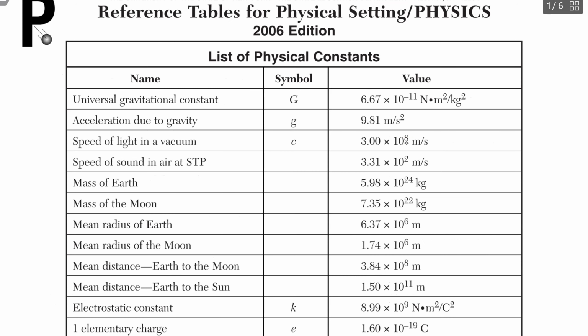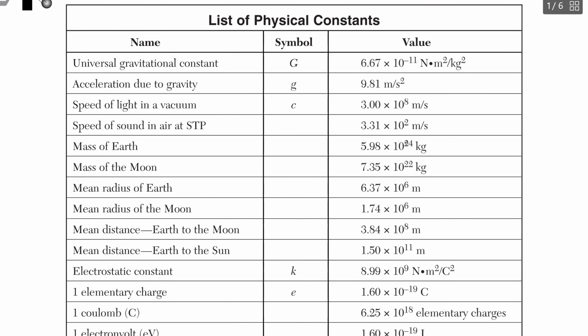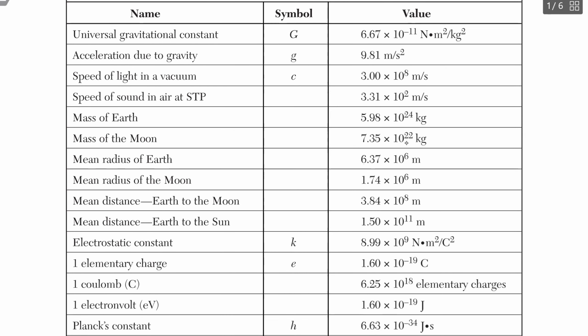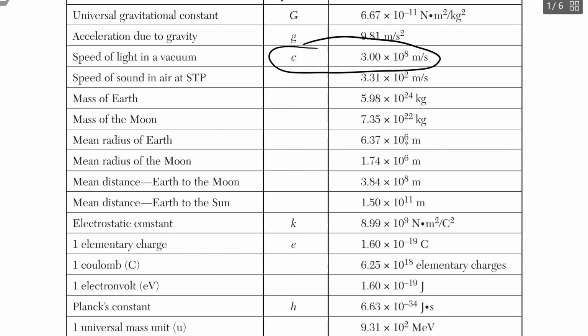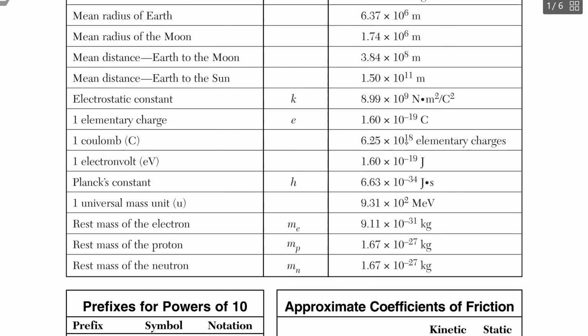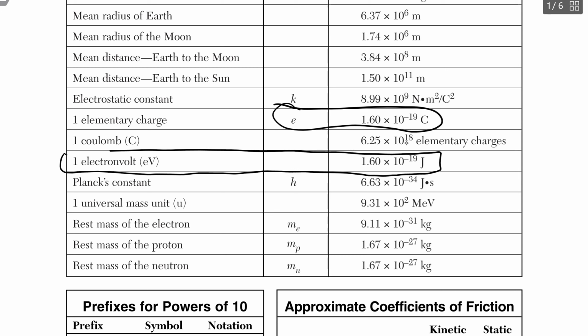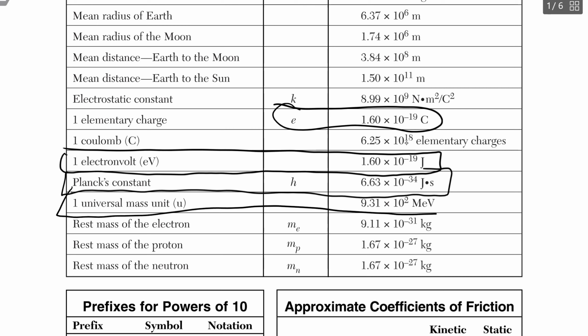There is definitely a lot of good information for this modern physics unit in general. We're going to need to know the speed of light in a vacuum. What else pops up? Definitely the elementary charge is going to pop up. We're going to talk about how 1 electron volt is equivalent to this many joules. We're going to need to know that. Not for this lesson, but we're going to need to know Planck's constant over there. Universal mass unit will pop up.